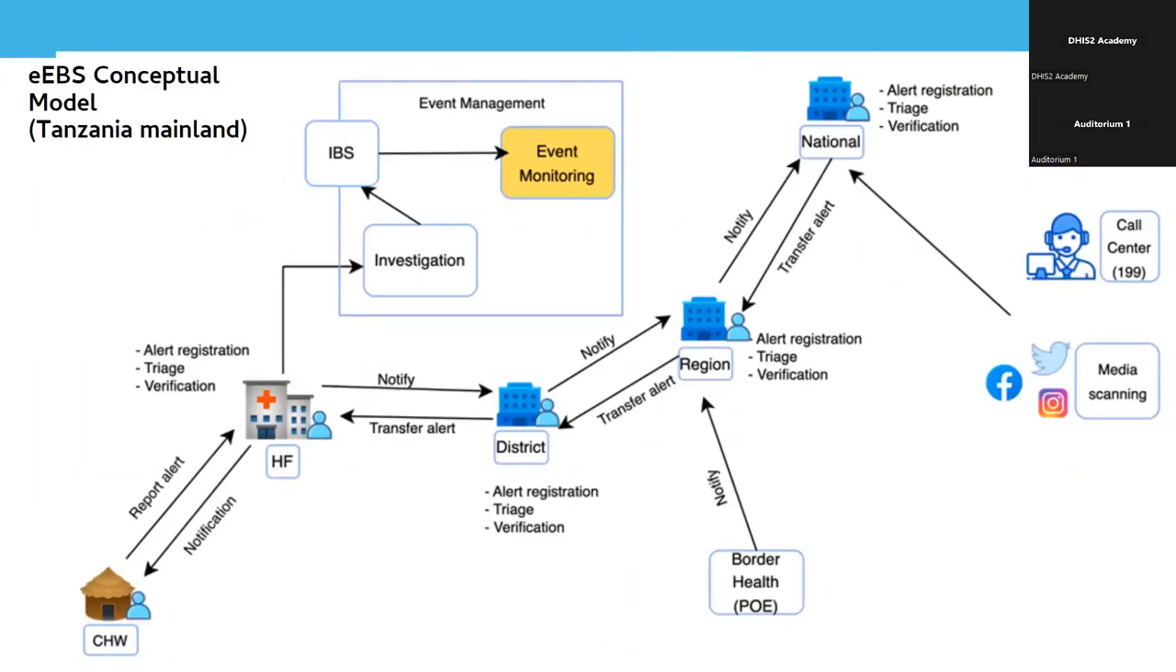So in summary, this is how the component within IDSR works in the mainland. As I said, alerts can come from the community. We use community health workers to report different alerts to the nearby facility within the catchment, and the facilities perform triaging and verify whether those alerts are valid. Of course they notify the higher level, but alerts can also come from within the district itself, the region or the national level, or, as I said earlier, from border health.